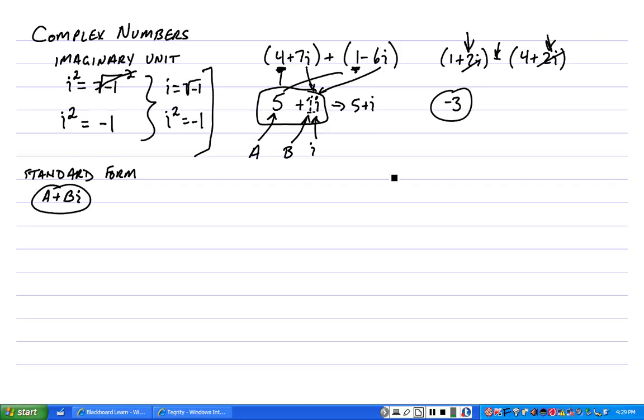Say okay, well these are kind of simple. Let's try one more, a little more complicated.